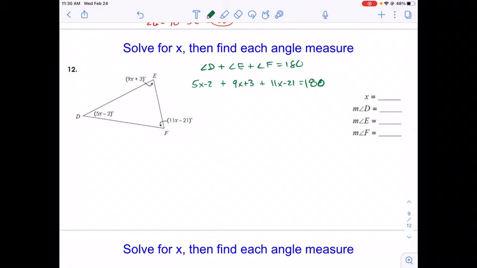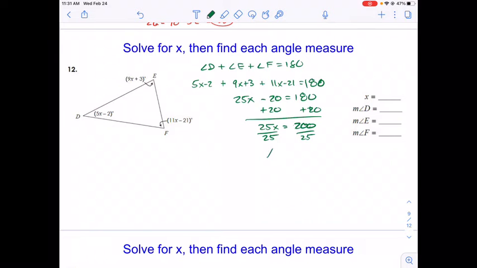Okay, so we add these up here. We get our x's: 5x, 9x, and 11x gives us 25x. We add up negative 2, positive 3, and negative 21, which gives us negative 20, equal to 180. So we're going to add 20 to both sides. 25x is equal to 200. I subtracted instead of adding, so be careful. Don't make the same mistake your teacher made. So we get 200 divided by 25, and x is equal to 8.